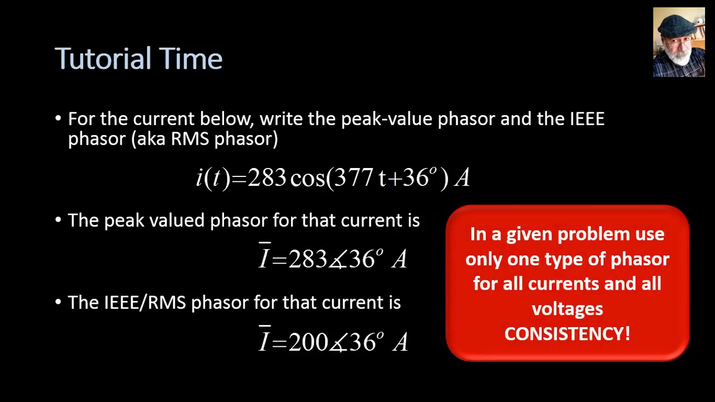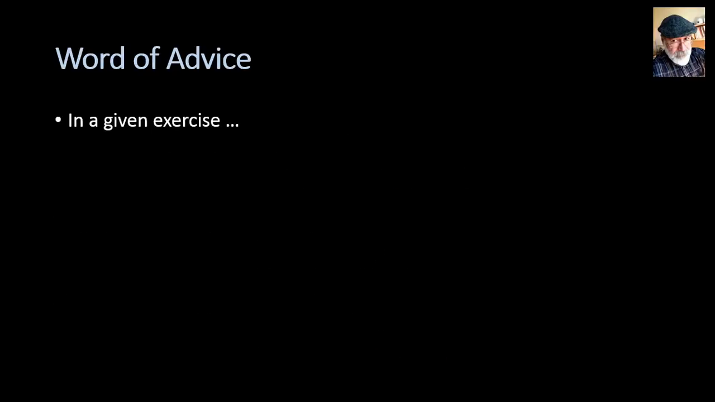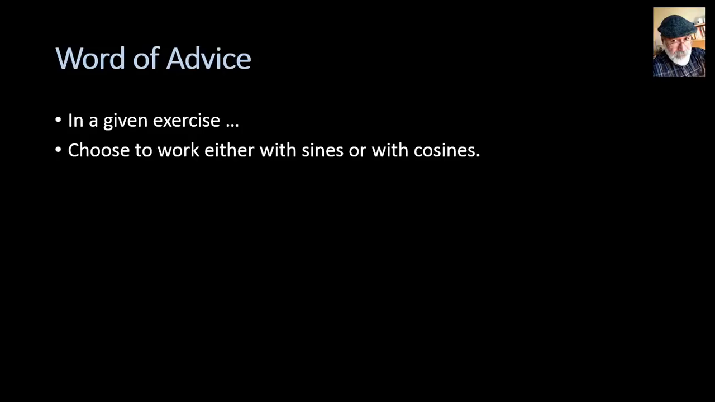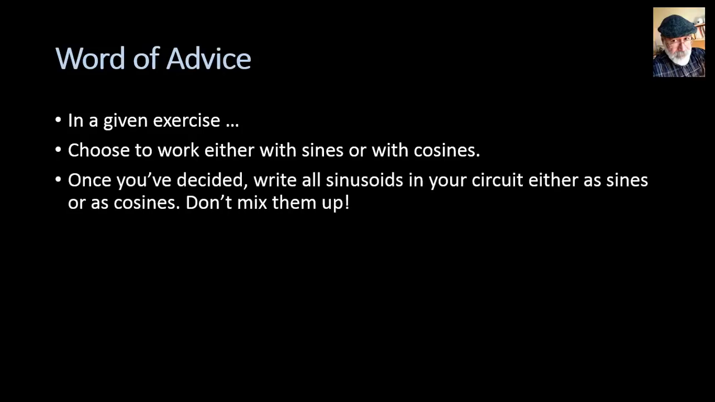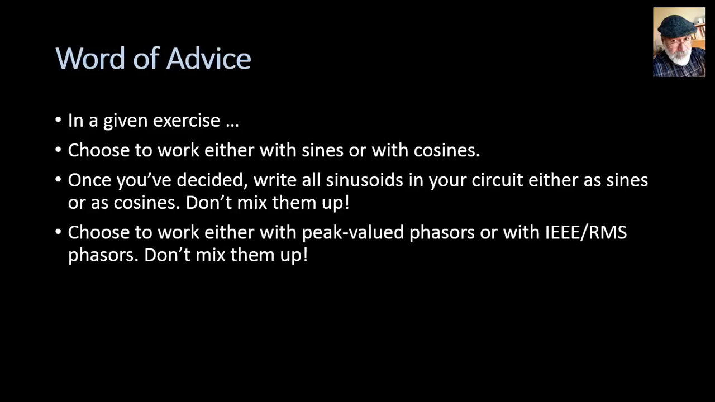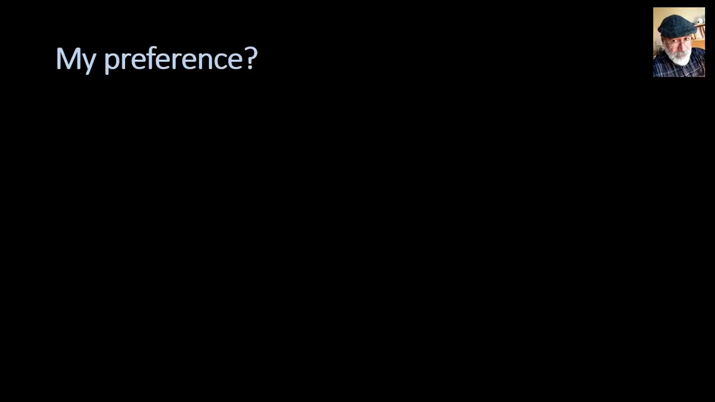In a given problem, use only one type of phasor for all currents and all voltages. If you're going to be using peak value, use peak valued phasors for the entire current and voltage set. Word of advice: in a given exercise, choose to work either with sines or with cosines. Don't mix them up. Once you've decided, write all sinusoids in your circuit either as sines or as cosines according to your preferences. Don't mix them up. Choose to work either with peak-valued phasors or with IEEE phasors. Don't mix them up.